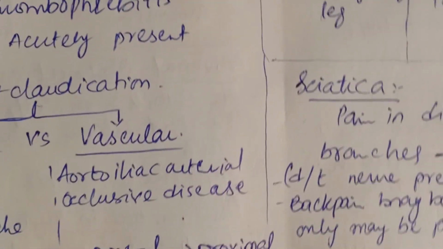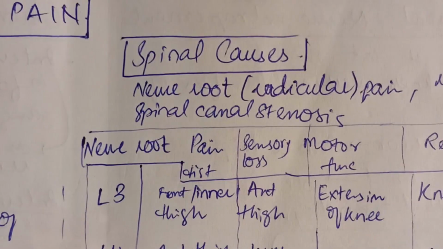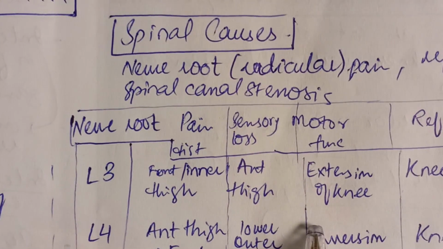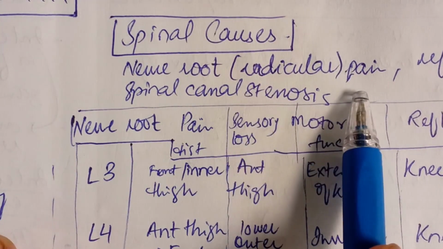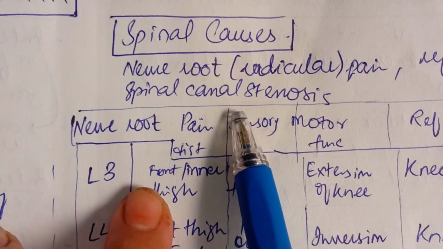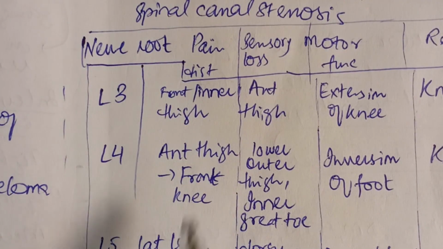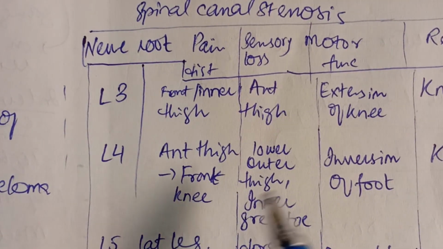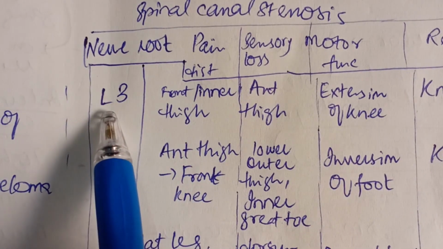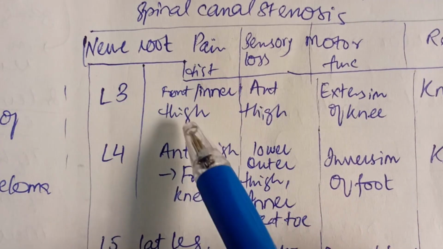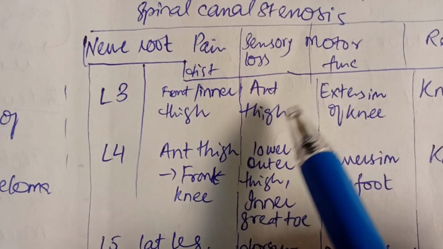Coming towards the individual causes of leg pain, the number one and most common cause of leg pain is spinal causes. Spinal causes can be nerve root pain like radicular pain, referred pain, or spinal canal stenosis. We have to memorize certain nerve roots, their distribution, and the pain distribution site when these nerve roots are affected. For example, L3: the pain distribution would be front and inner thigh, and the sensory loss would be at the anterior thigh.